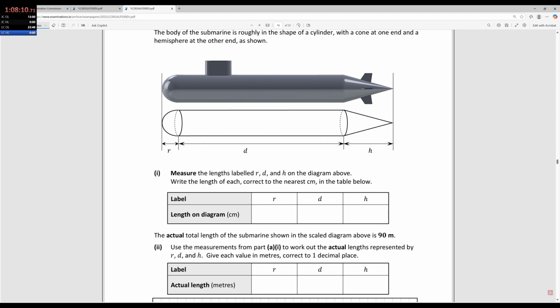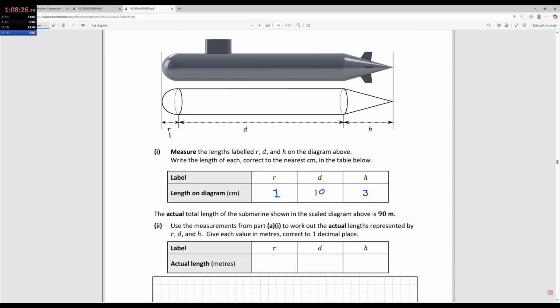I'll just guess. Let's say it's like 1. That would be 1, 2, 3, 4, 5, 6, 8, 9. I could say 10 times, roughly. Then H would be maybe 3. I don't know what those numbers are. I do apologize. The actual total length of the submarine on the scale diagram is 90 meters.